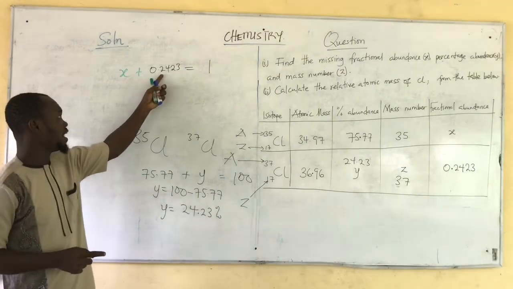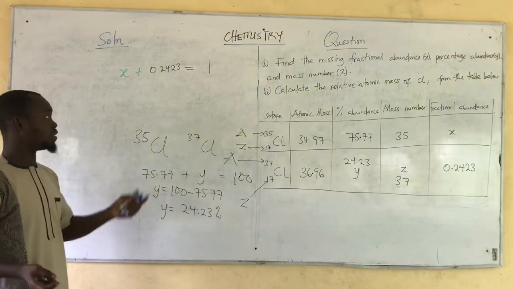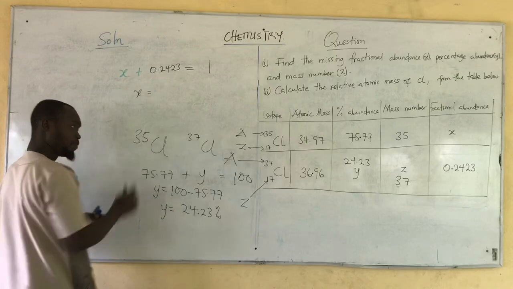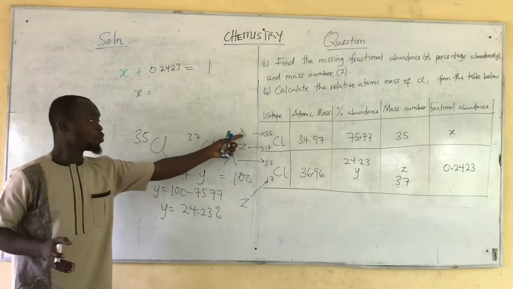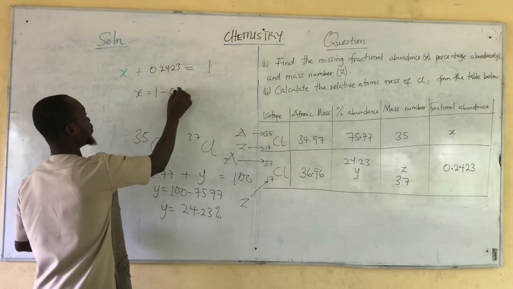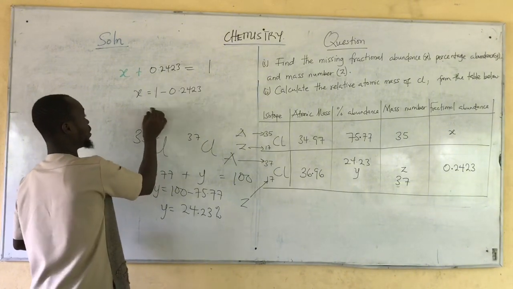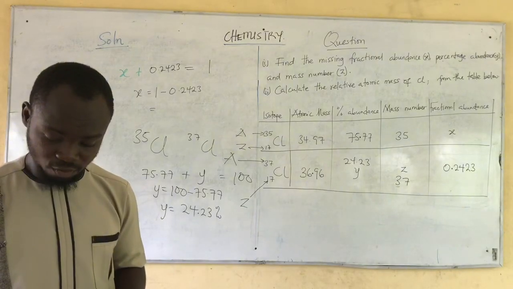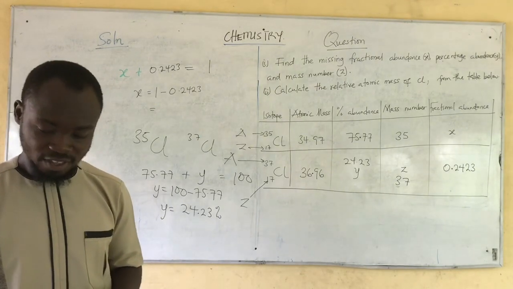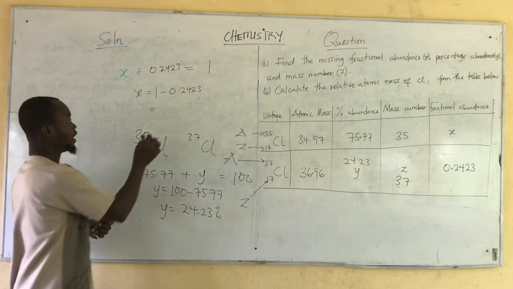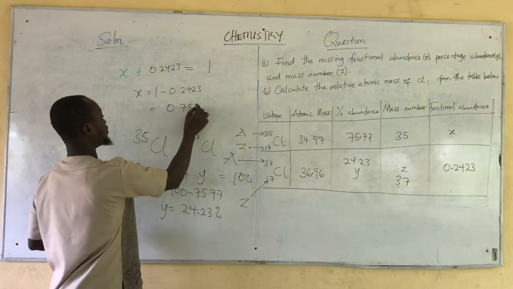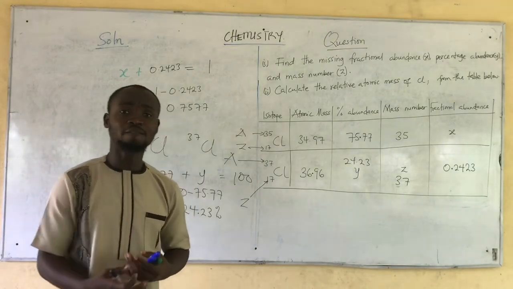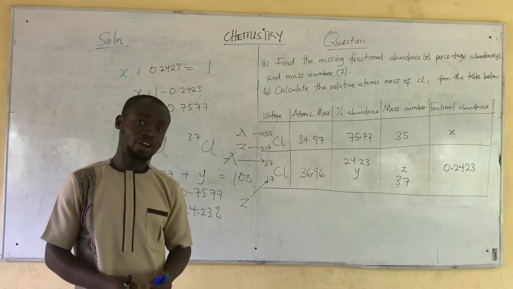So I know one, and I'm asked to find the other one. How do I get the other one? That is by subtracting what I know from 1. So x, which is the fractional abundance for chlorine 35, will be equal to 1 minus 0.2423. And what is the answer? You can use your calculator to confirm your answer as well. 1 minus 0.2423 is 0.7577. So x is 0.7577.